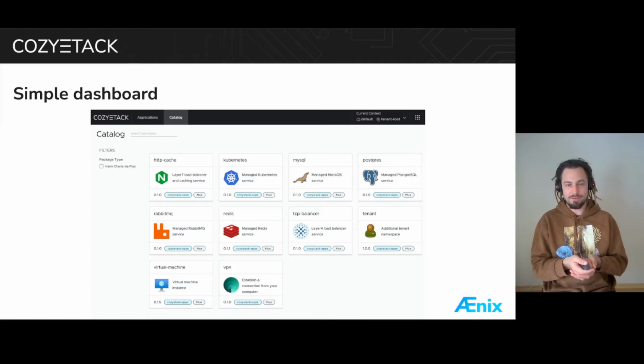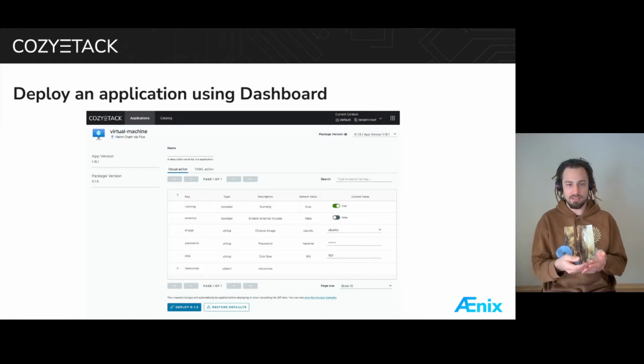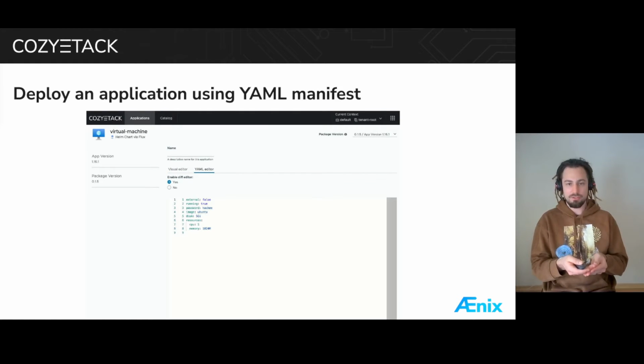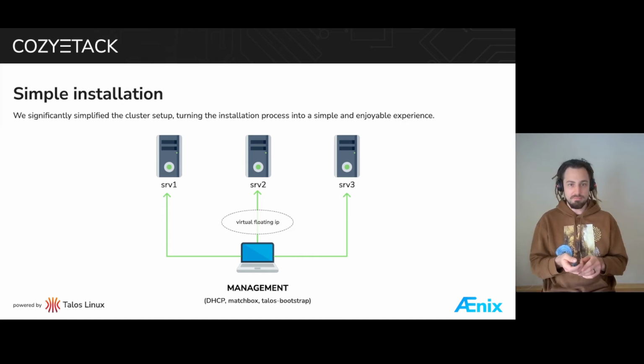Cozystack has a simple interface for administration and for installing managed services and applications. Every application can be installed simply by providing some parameters or by using the API and putting YAML files directly into Kubernetes. We provide a simple installation method which allows you to bootstrap our system on an empty data center in 5 minutes.